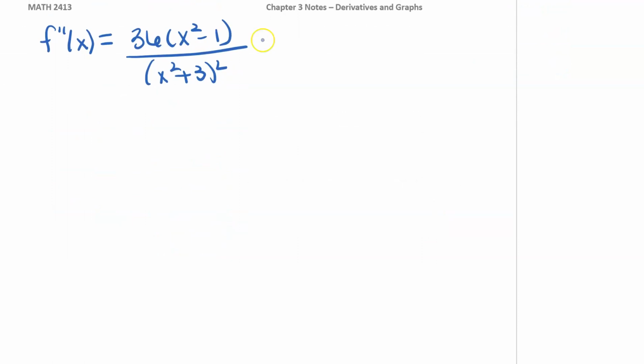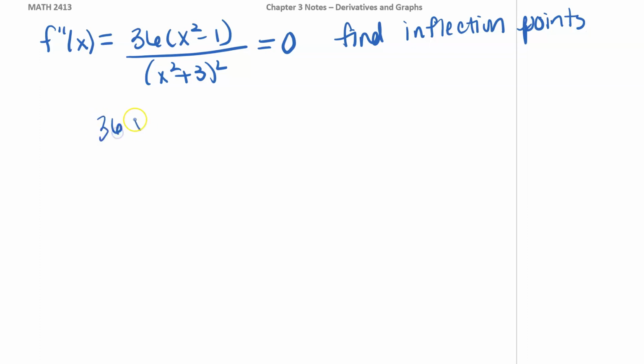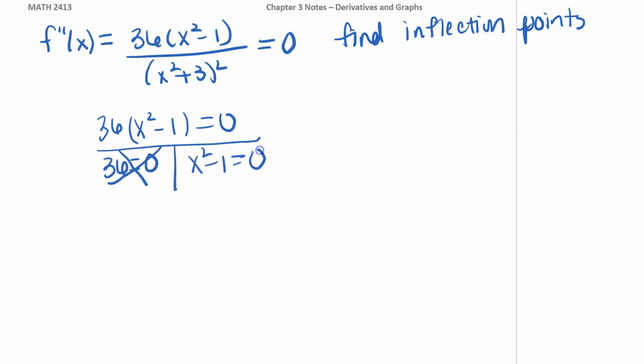From my second derivative test, if I set this equal to 0, I will be able to find my inflection points. And my inflection points are kind of the barrier between where my concavity is changing. If I set this equal to 0, that's only going to happen when my numerator is equal to 0, because fractions don't zero out just by the bottom, only by the top. And so I will say, well, 36 could be 0? Nope, that cannot be true. x squared minus 1 could be 0. So that gives me x to be plus or minus 1. And so I'm going to have inflection points at plus or minus 1.